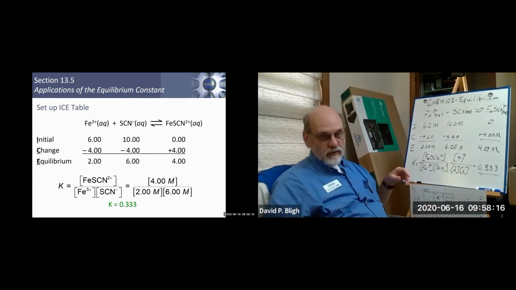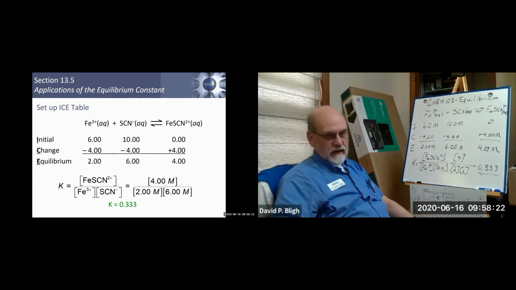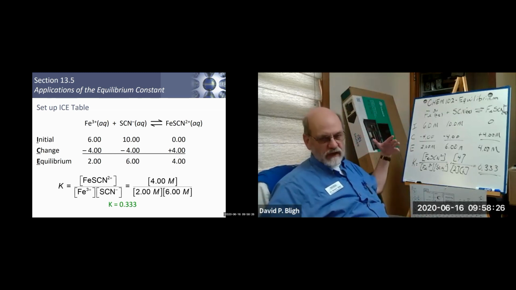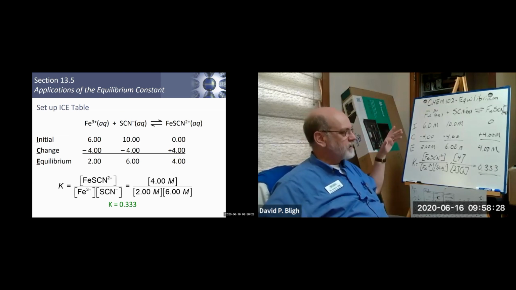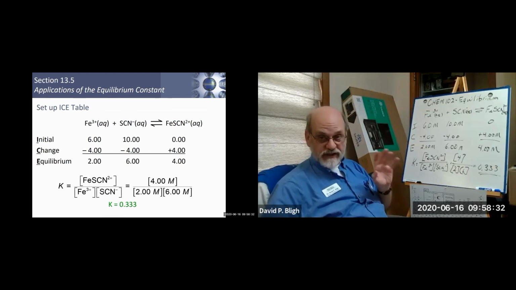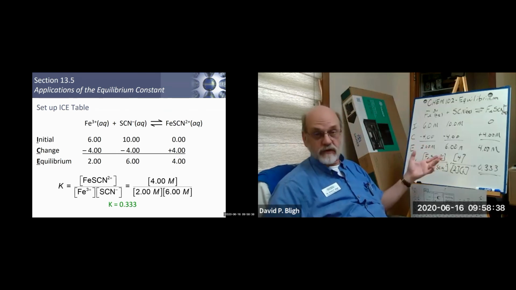The ICE table, or initial change equilibrium, is very useful because it positions all your information logically. Where does it belong? Then you can see at a glance what calculations can be done to accomplish, well, to answer the question.